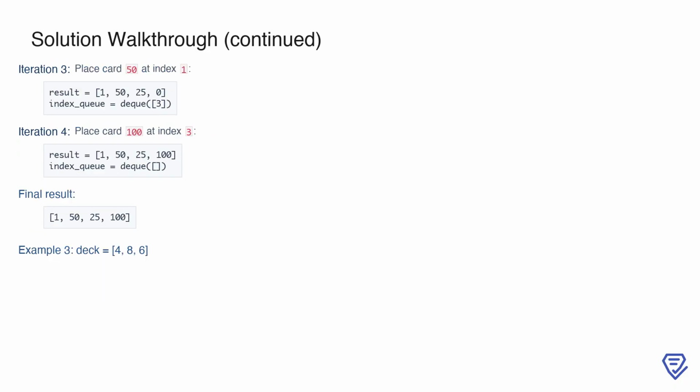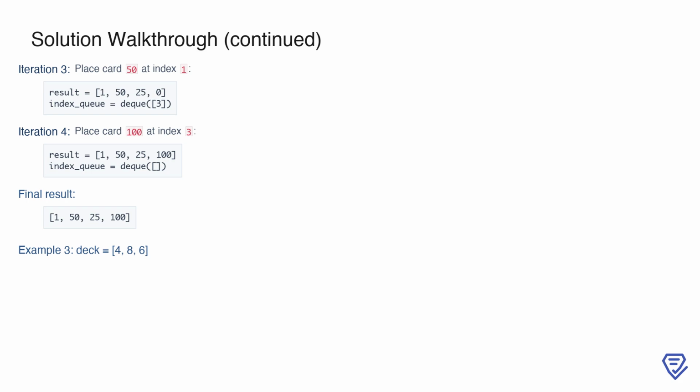Next, card 50 is placed at index 1, updating the result array to 1, 50, 25, 0. The index_q becomes deque 3. Finally, the largest card, 100, is placed at index 3, updating the result array to 1, 50, 25, 100.